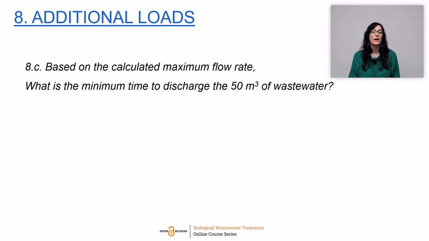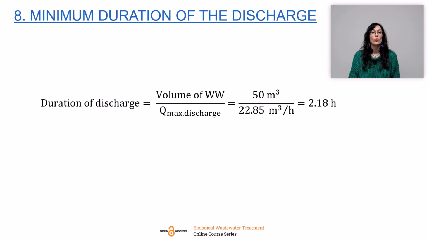Now we have to calculate the minimum time that is needed to discharge the entire volume of wastewater. We can calculate the minimum time needed by dividing the volume of the wastewater by the maximum flow that is allowed to be discharged without implying potential issues in the plant. And with this calculation, we obtain a minimum duration of the discharge of around 2 hours.